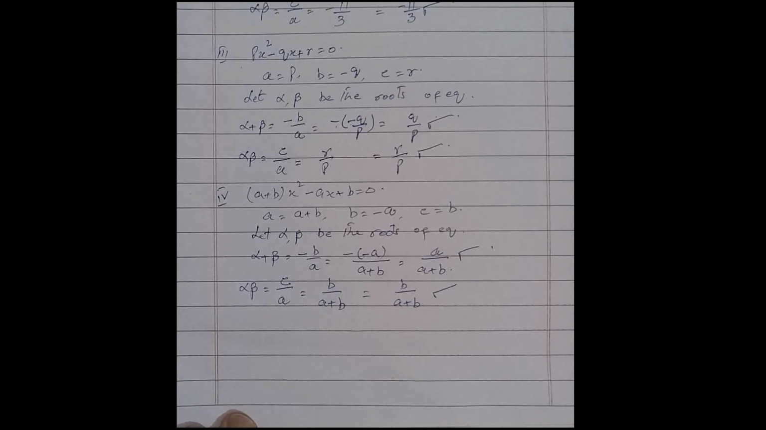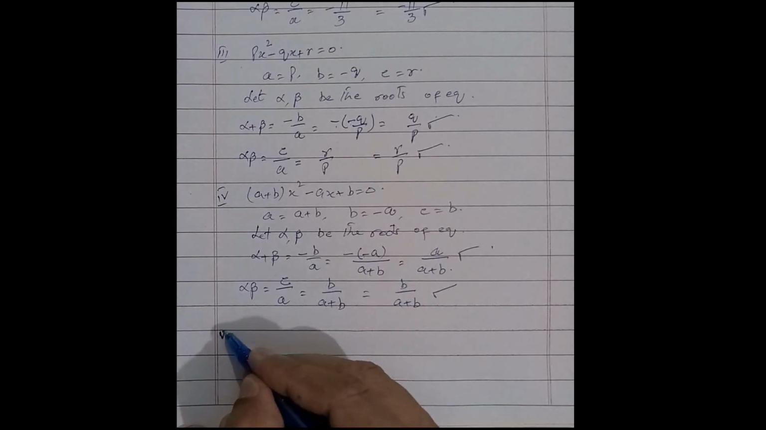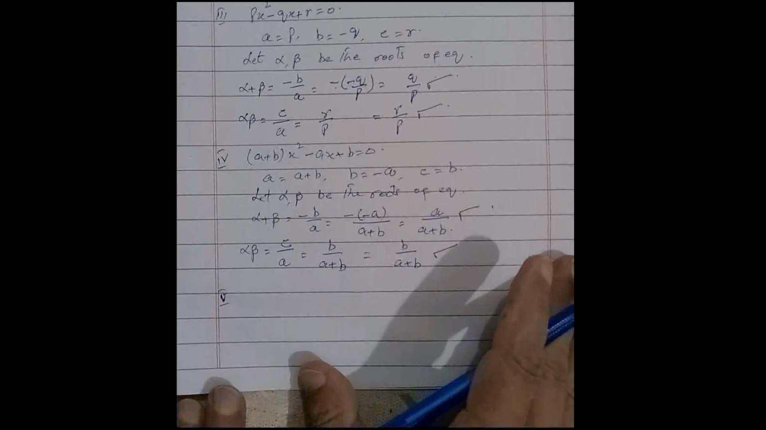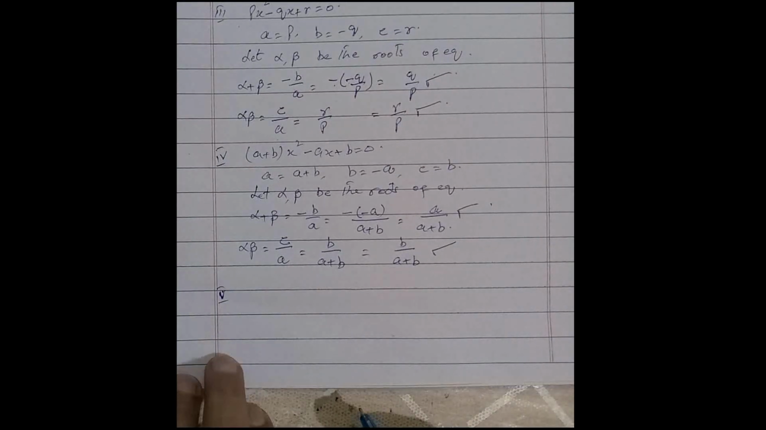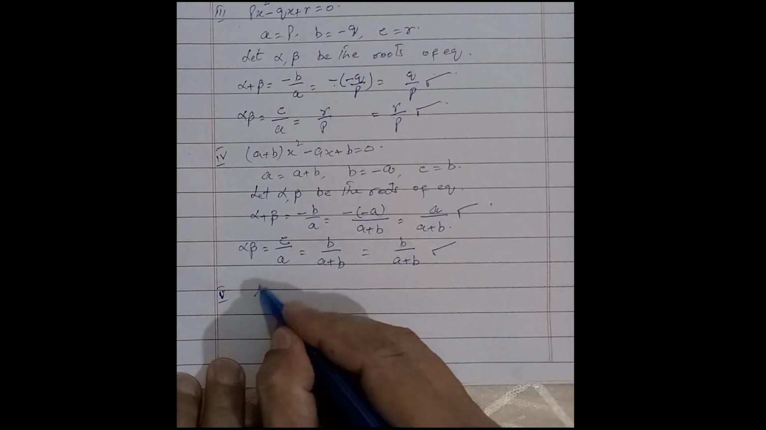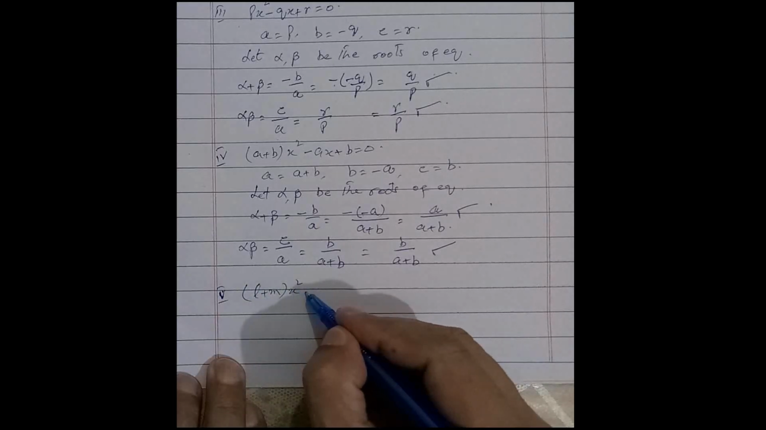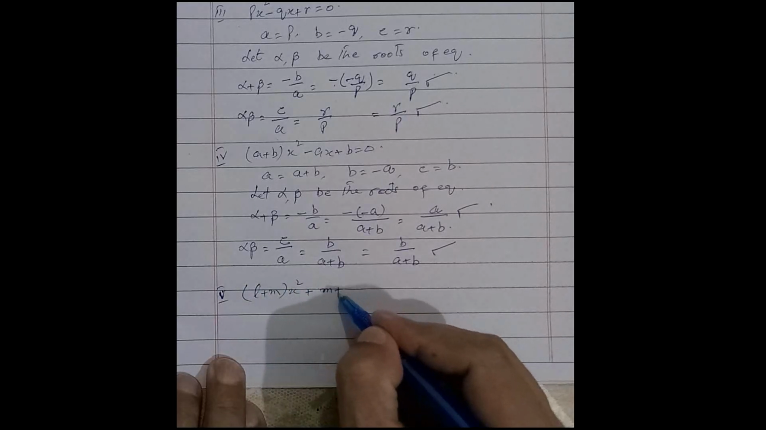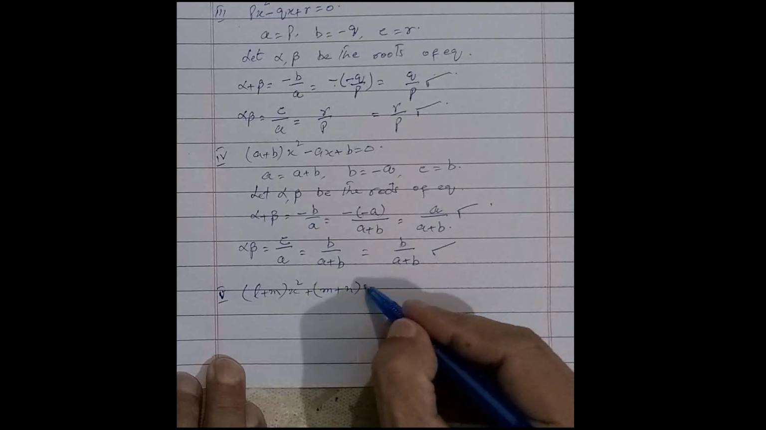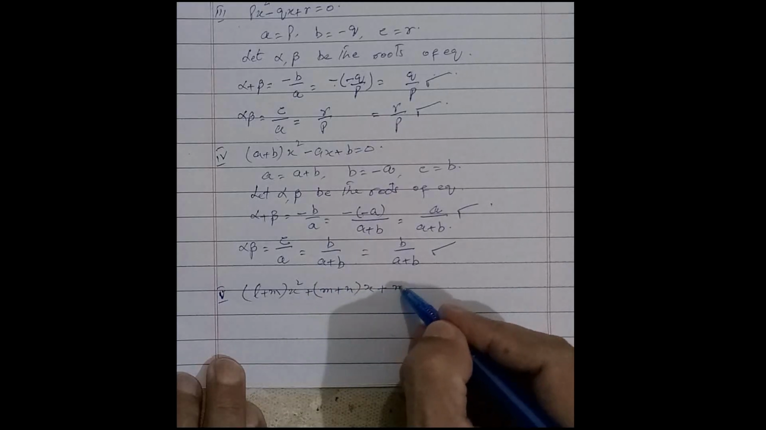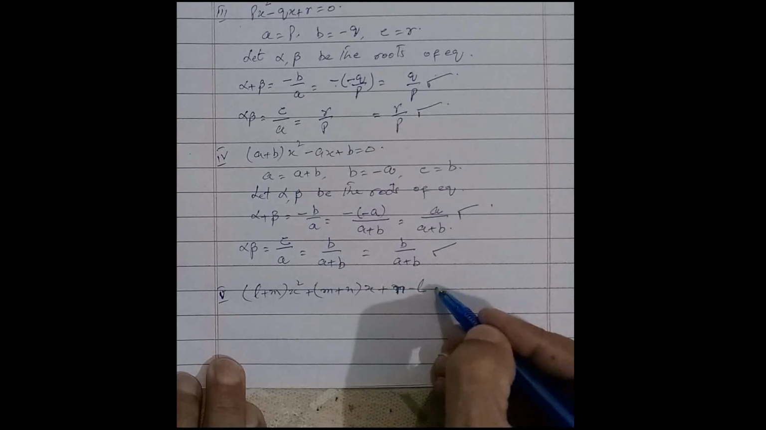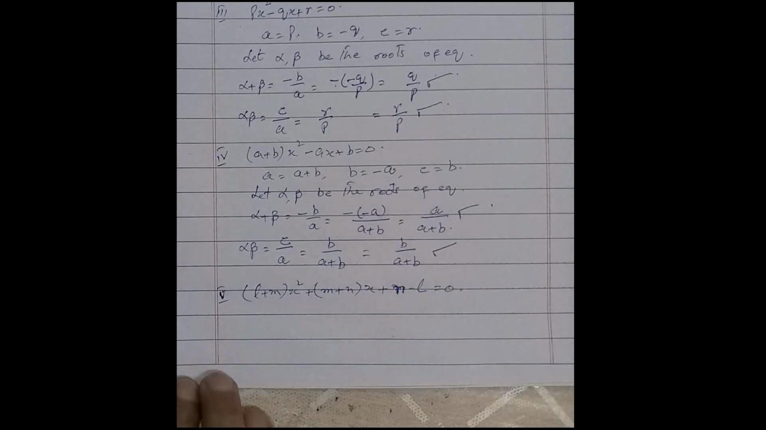And the next is question 5, part 5, which is L plus M x square plus M plus N x plus M minus L, plus N minus L is equal to 0.